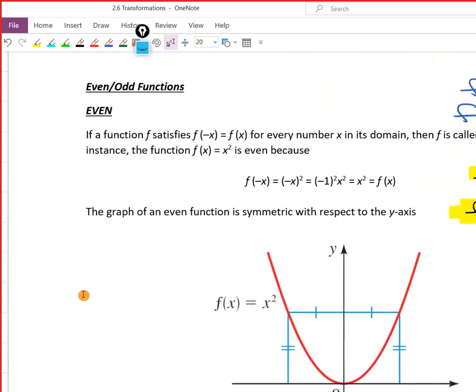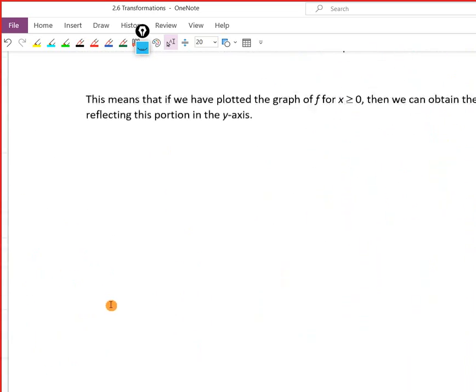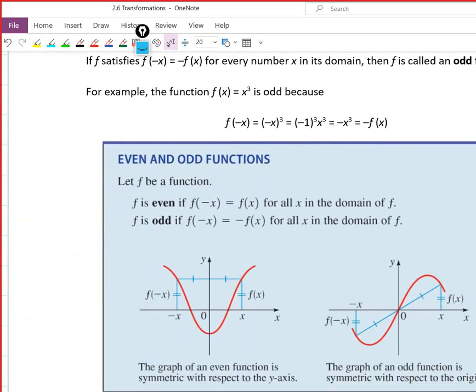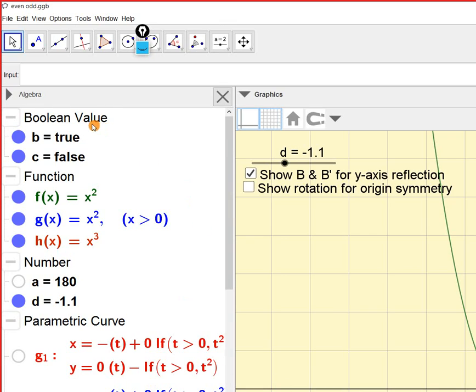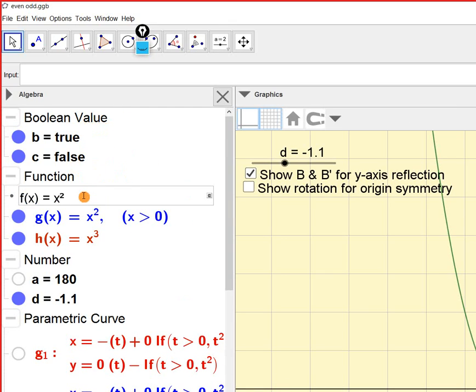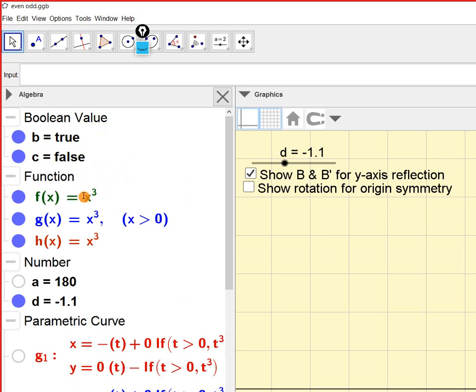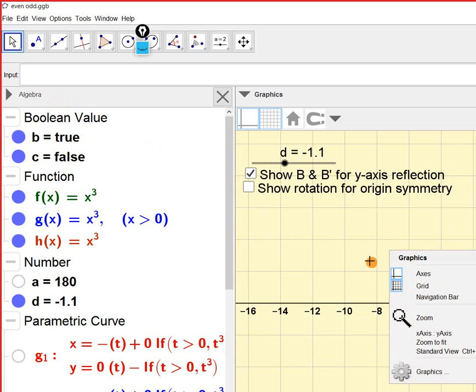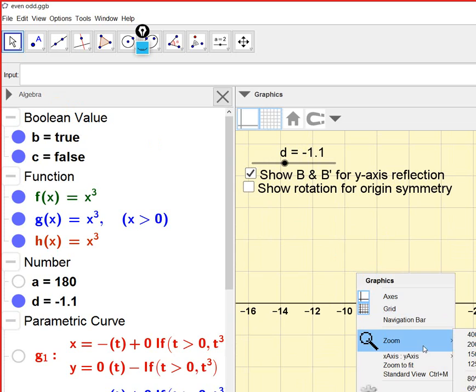So let's come down and actually talk about the odd relationship. If we have a function that is odd, that's going back to the idea that we have symmetry across the origin. So let's play that same game that we were playing with the last one. I'm going to zoom in on this a little bit better.